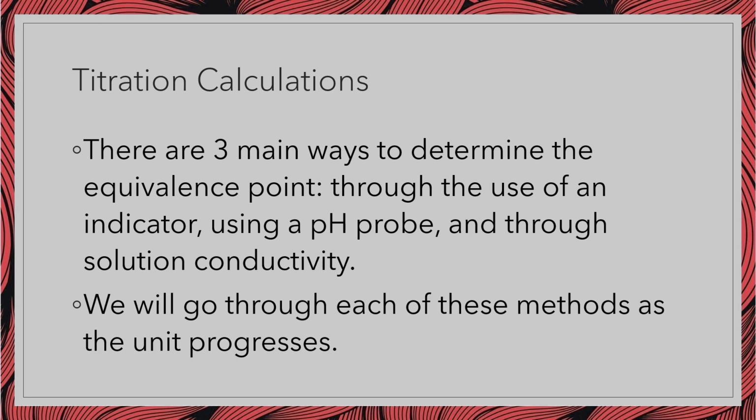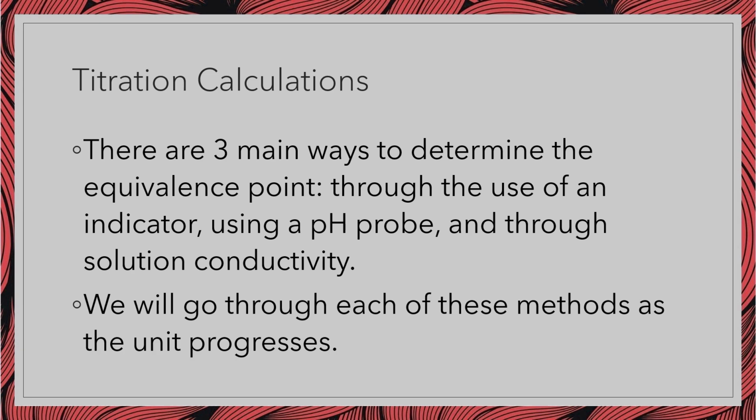Okay, so something like phenolphthalein goes colorless to pink. Remember from our lesson a few weeks ago, indicators. Phenolphthalein goes colorless to pink, or bromothymol blue goes yellow to blue. It's a very sharp change.